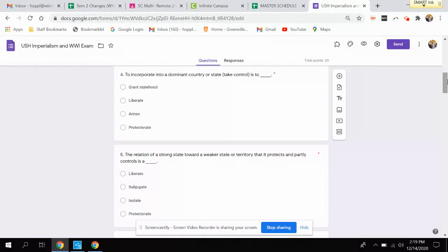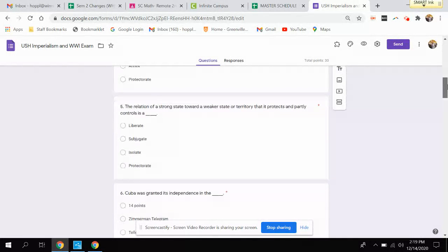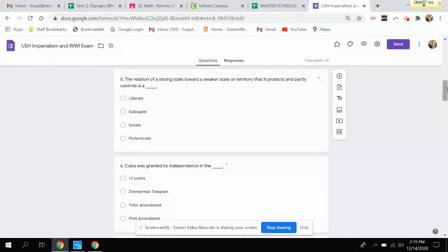Question 4. To incorporate into a dominant country or state or to take control is this: grant statehood, liberate, annex, or protectorate? Question 5. The relation of a strong state toward a weaker state or territory that it protects and partly controls is this: liberate, subjugate, isolate, or protectorate?